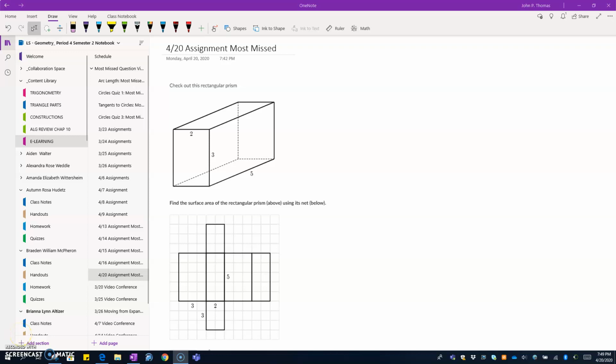All right, so these were the two most missed problems from Monday's assignment. And again, we're using nets to find surface area. So our whole goal is really to find the exterior surface, how much area we'd have to paint if we were painting the outside of the object.